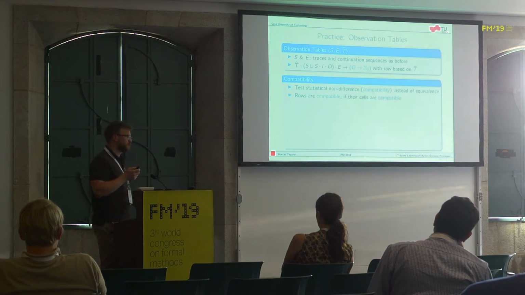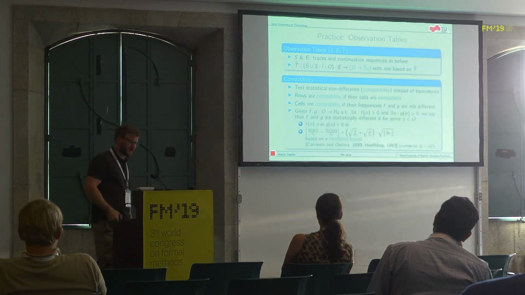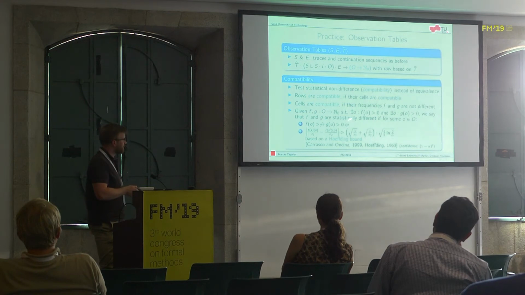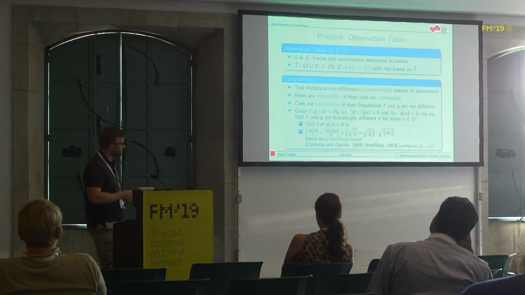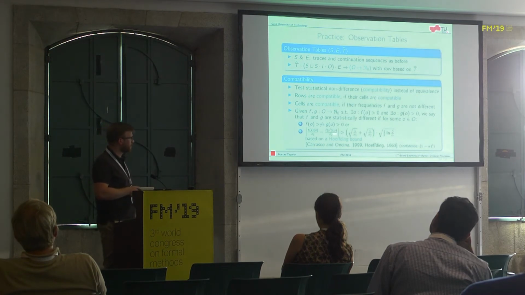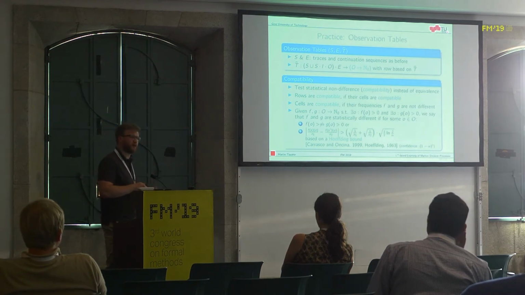And basically, two rows are compatible if their cells are compatible, and two cells are compatible if their stored frequencies are not different. And we decide this based on the following criteria. So given two frequencies, such that they are not equal to 0 for at least one output, we say that they are statistically different if they do not have the same support, or they are too far apart from each other, which we decide based on a Hoeffding bound, which has also been used in passive automata learning by Carrasco and Oncina.